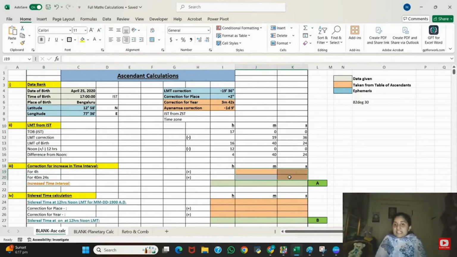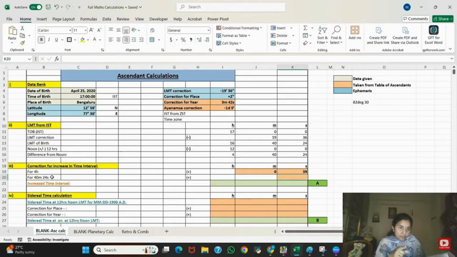To get these from the table of ascendants, we have to refer to the correction for the time interval. It is mentioned here, when the moment is after the noon, the increased time interval is to be added. So whatever it is, we need to add here. Because the time of birth was after the noon, we need to add the time, and if it was before noon we had to subtract. Even though we have applied noon correction, because it is considered evening, that is after the noon, we have to add for 4 hours and 40 minutes 24 seconds. For 4 hours it is 0 minutes 39 seconds.